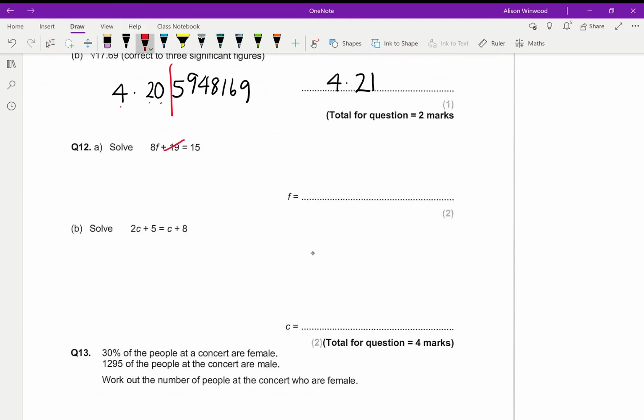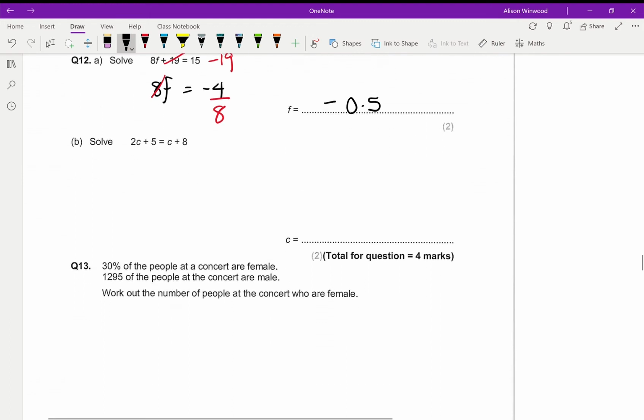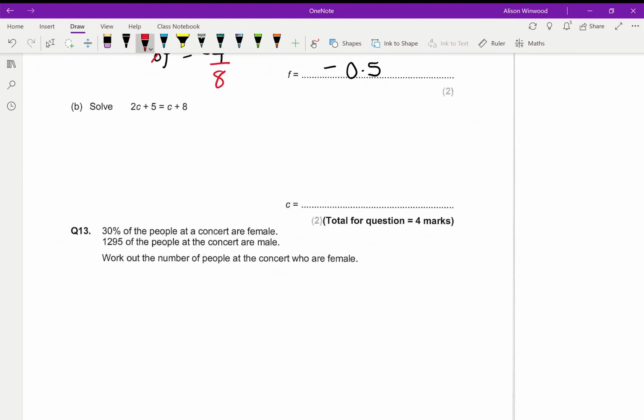Opposite of add is subtract. Opposite of multiply is divide, and negative 4 divided by 8 is negative 0.5. Do it on the calculator if you're not sure. Move all the c's to the same side, so subtract a c. And the opposite of add is subtract, so c equals 3.